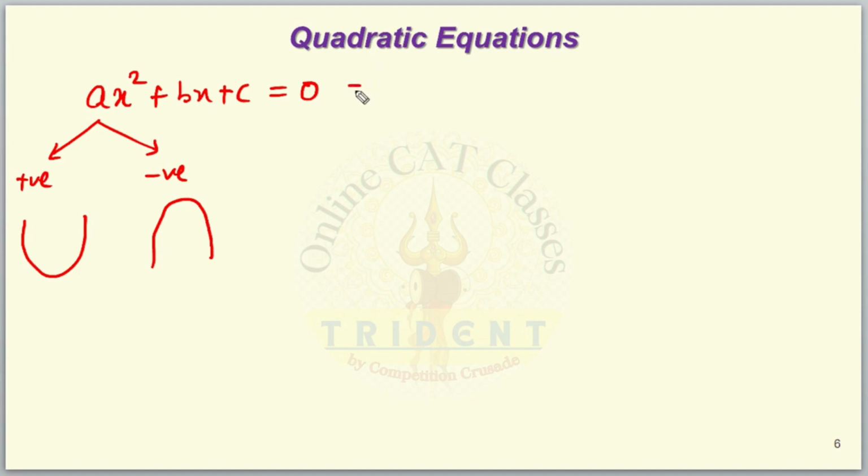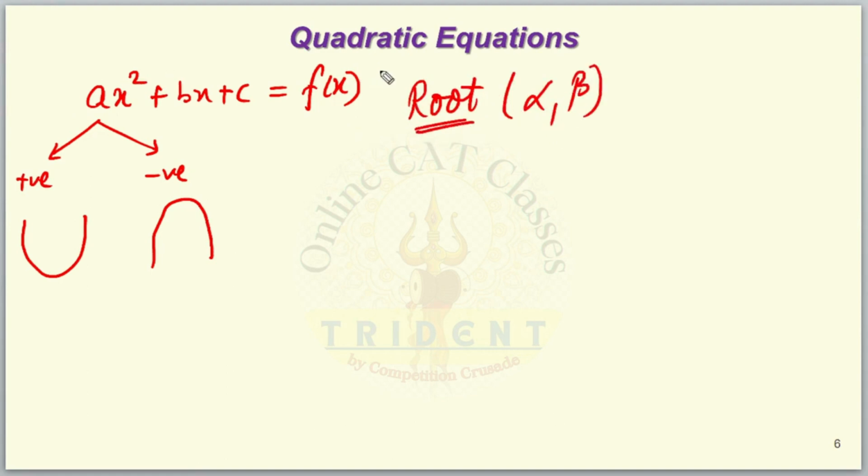If you consider this to be a function f of x, then this is a quadratic function, and a quadratic function will have roots. Now let us try and understand what a root is. We all know alpha and beta are the two roots of a quadratic expression. For any equation, be it quadratic, cubic or biquadratic, the highest order is the degree, and the degree predicts the number of roots. In this equation the degree is 2, so the number of roots for a quadratic equation will be 2.